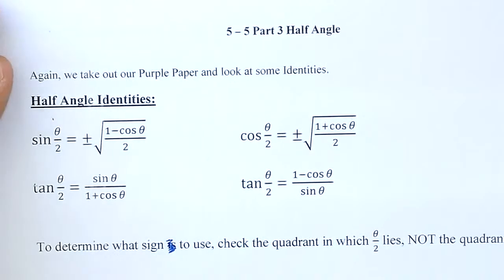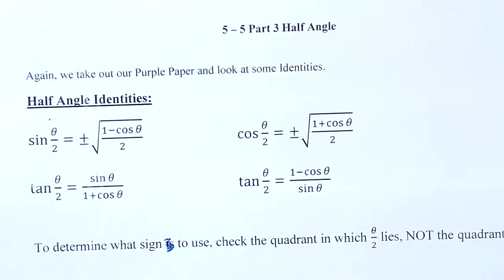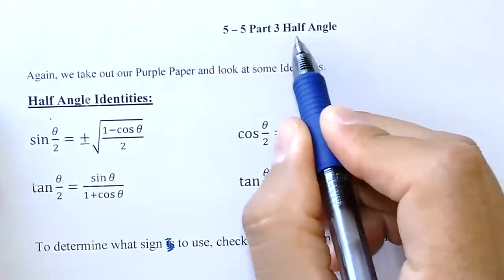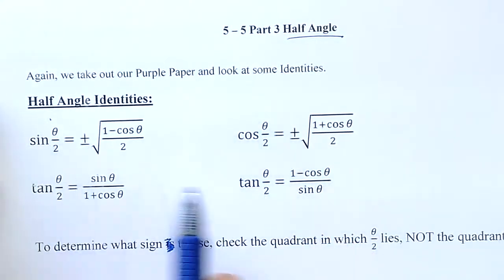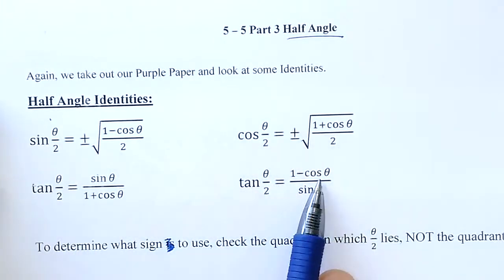Okay, and we continue. 5.5, part 3. Today we're going to talk about half angle and the half angle identities. So there are four identities, four formulas we're going to talk about.